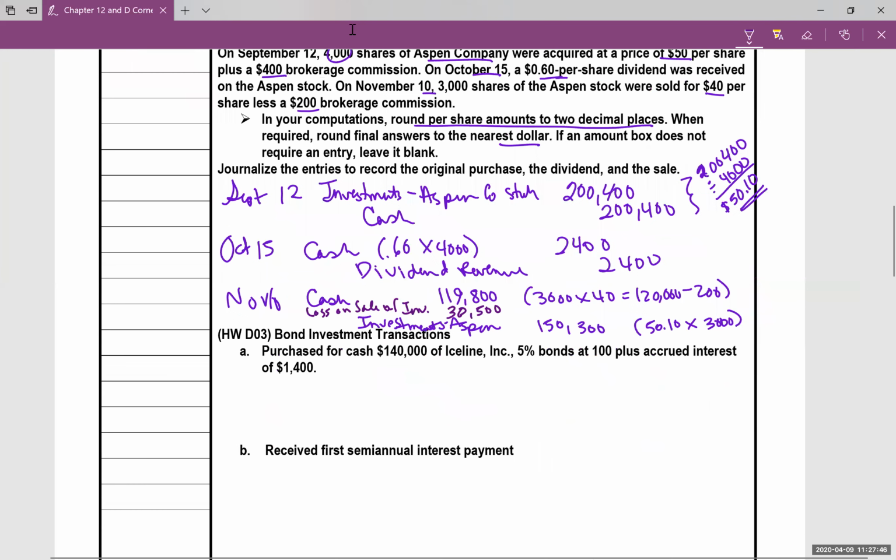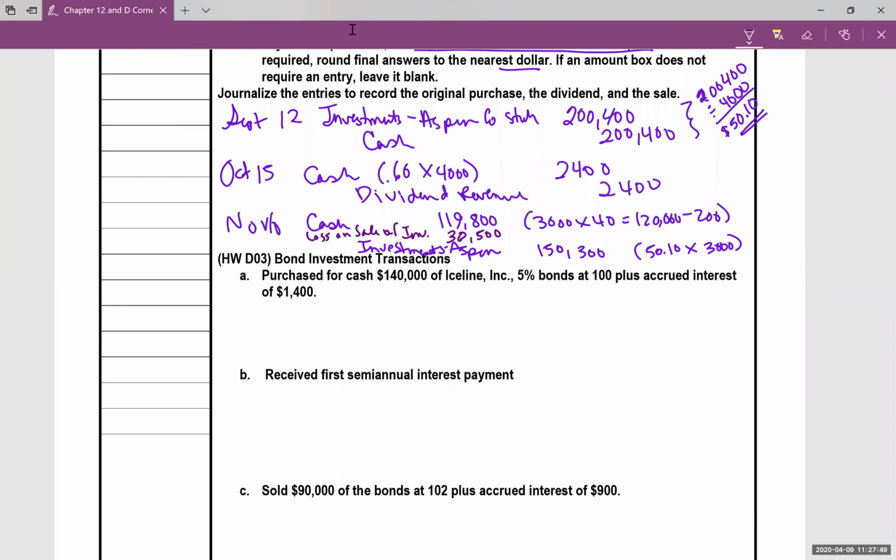All right. Homework problem D3. Bond investment transactions. So a company goes out and pays some cash, and in return they get this Iceland Incorporated 5% bond, and it has accrued interest of $1,400. This is just a strange little problem. Here's how to do this one. So they did get, this is the debit, investments, Iceland Incorporated bonds, and those were valued at $140,000.